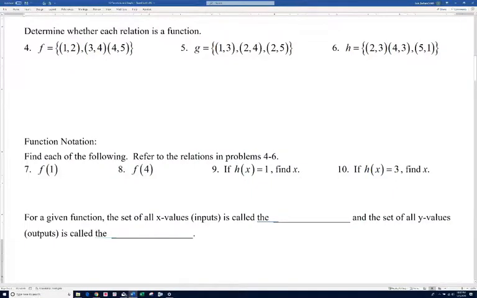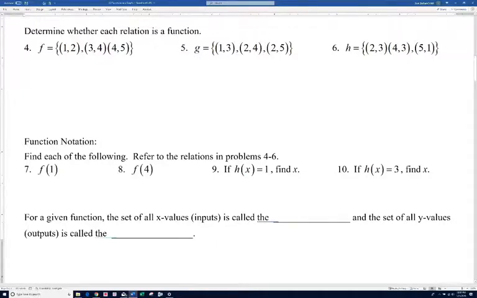So here it says determine whether each relation is a function. This time we're writing our sets or our functions as sets of ordered pairs. And so I'd like you to go ahead and look at these and see what you think, whether we have functions or not here. Remember, our x values are inputs and our y values are outputs. Alright, so let's see how you did.